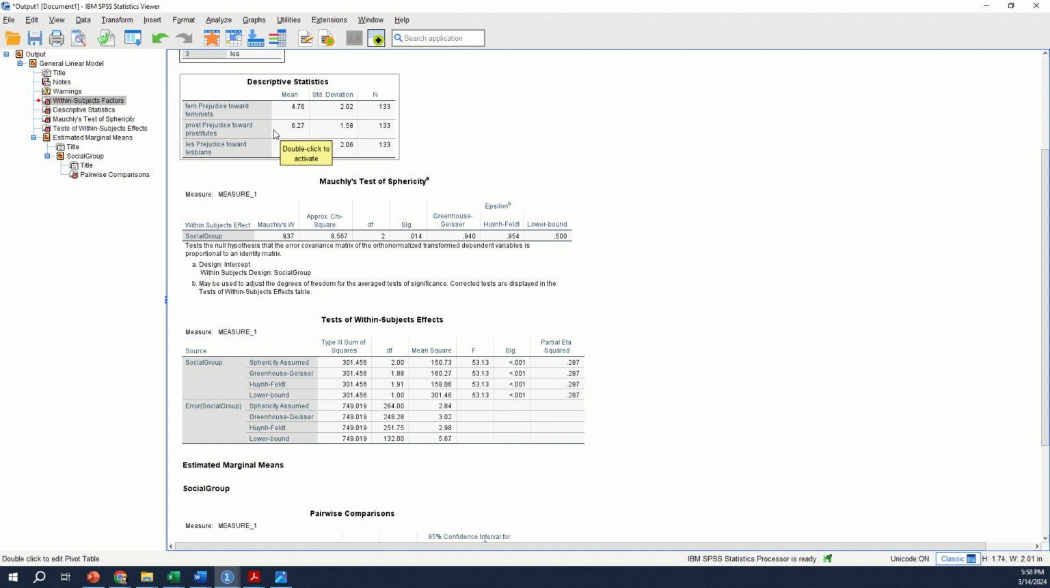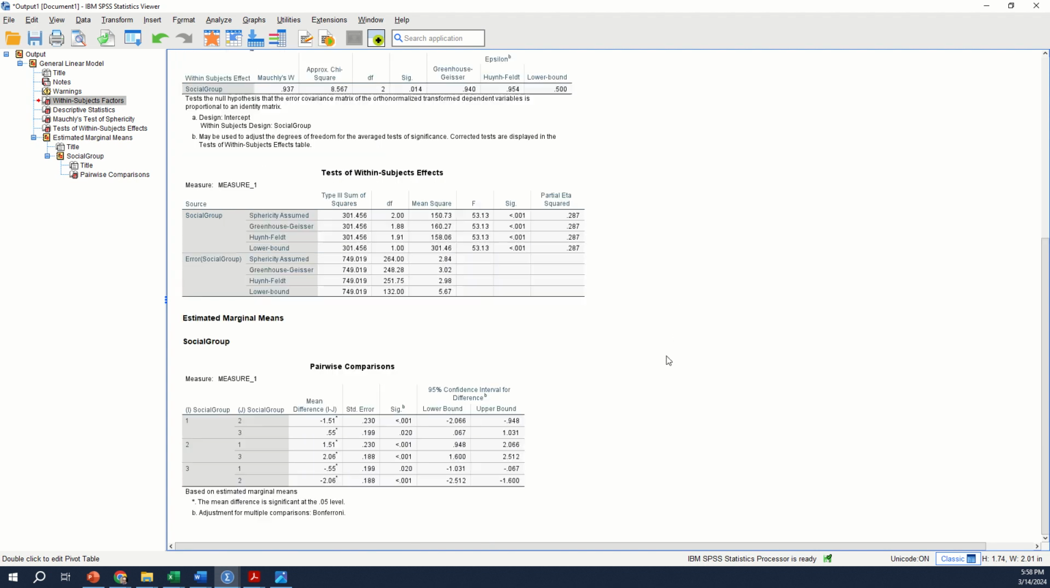So people are reporting significantly more prejudice towards prostitutes compared to lesbians. People are reporting significantly more prejudice towards prostitutes compared to feminists. And people also reported more prejudice towards feminists compared to lesbians. But significance does not equal importance. And I am assuming that the difference between feminists and lesbians here is going to be maybe a smaller d value. It won't be as big as the d values looking at the comparisons of prejudice towards prostitutes versus feminists and prostitutes versus lesbians.